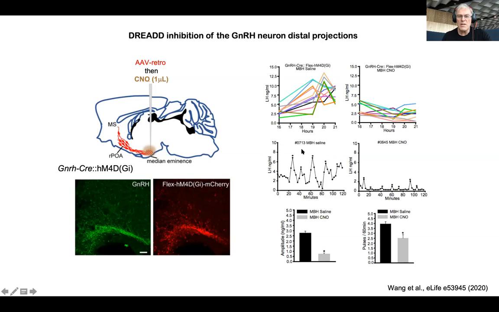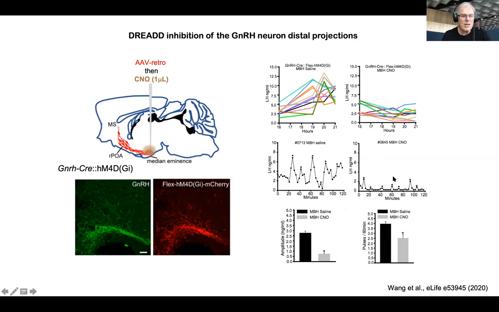Similarly, if you look at pulsatile LH secretion, now this is in ovariectomized female mice, and here's some nice normal LH pulses with saline. And when you put in CNO, there's a dramatic reduction in LH. You still get these tiny little blips that are probably pulses going along here. The amplitude of pulses is vastly reduced, and the frequency. So you do get quite a substantial reduction in pulsatile LH secretion as well.